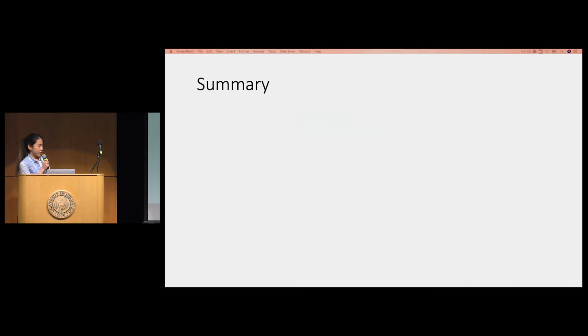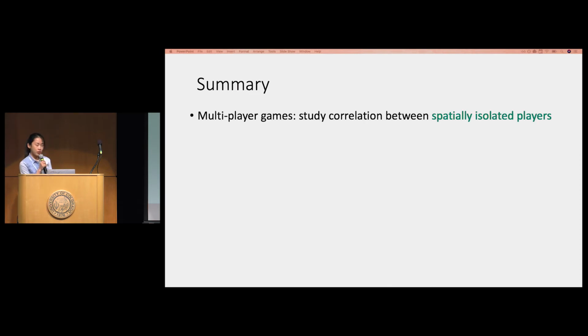So I want to give now a recap of this talk. I started with talking about multiplayer games, which I said are interesting models for studying the correlation between spatially isolated players. And we can consider different kinds of strategies for our isolated players, such as classical, quantum, or non-signaling strategies.